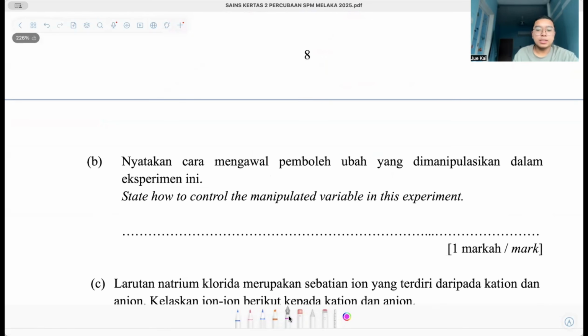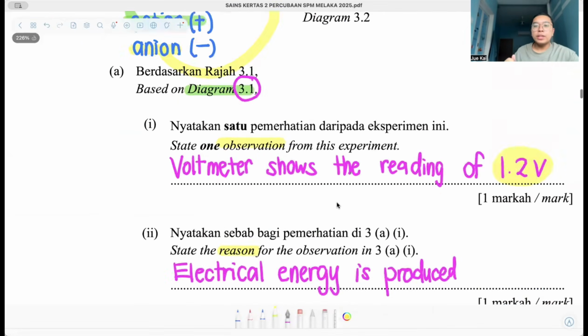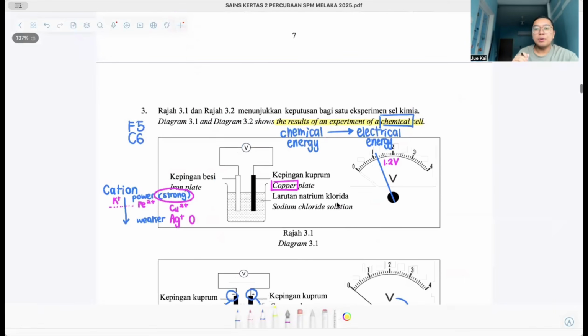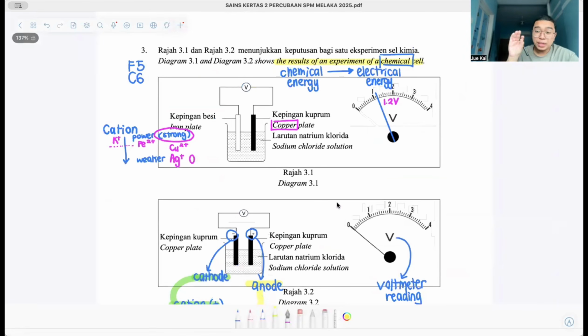Oh my gosh, 3 marks again. State how to control the manipulated variable. Okay, how to control is the first thing. Second thing is the manipulated variable. So what do I need to do? Let me tell you, when I answer an experimental question, which involves an experiment, for example, I need to measure something, pour something, observe or take a reading.